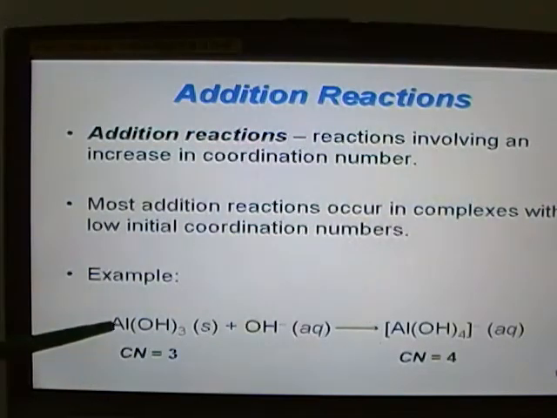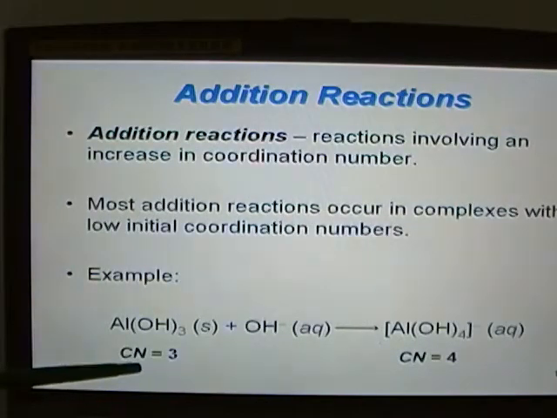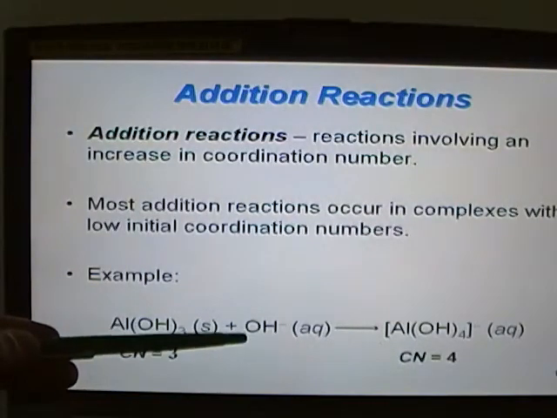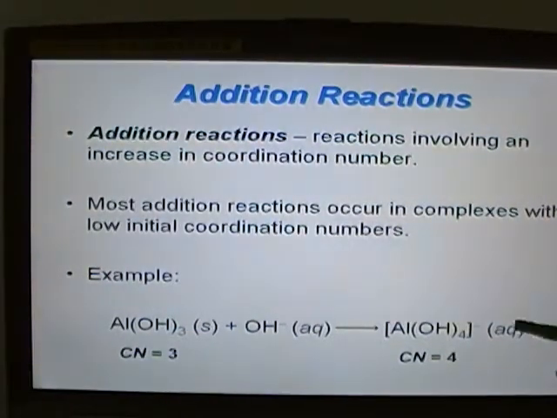So, for example, Al(OH)3 solid has a coordination number of 3. If you add some sodium hydroxide, OH-, you end up getting Al(OH)4 1- and increase the coordination number to 4. Dissociation reactions decrease the coordination number. Addition reactions increase the coordination number.